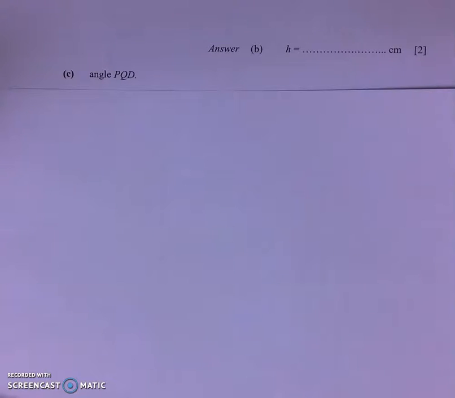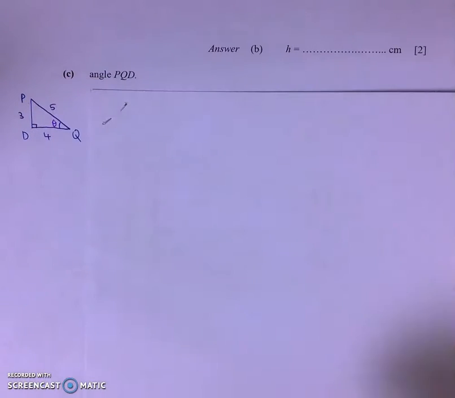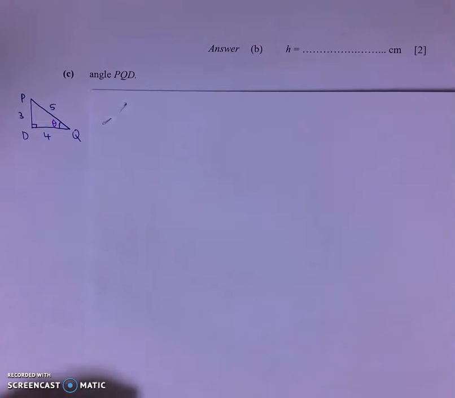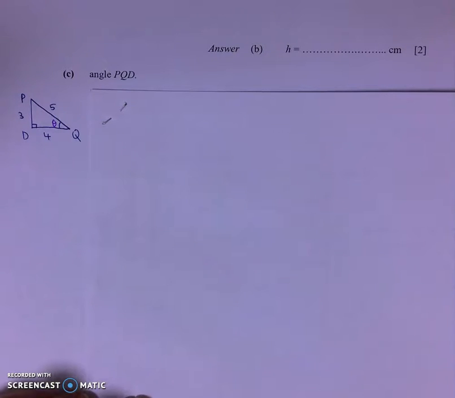Part C wants us to find the angle of PQD. So we have our triangle PDQ, and the angle that we are interested in is here. You can label that as theta, or you can just label it as angle PQD. So you have all three sides of the triangle. It's up to you to use your trigonometry ratio to find the angle.